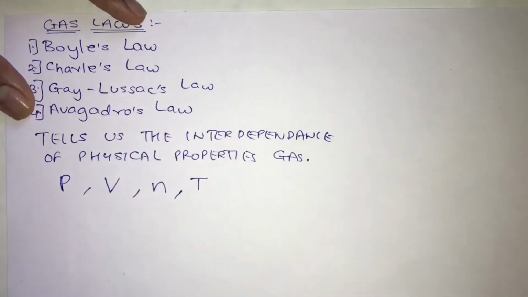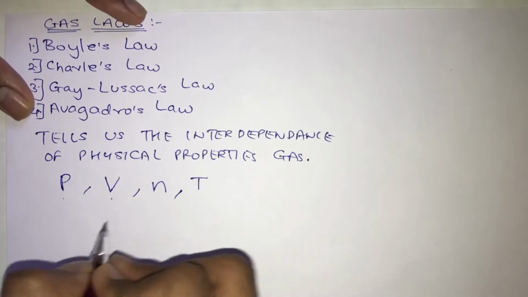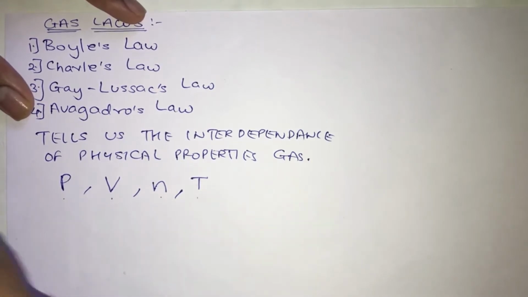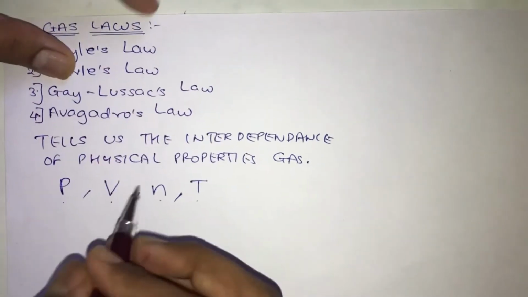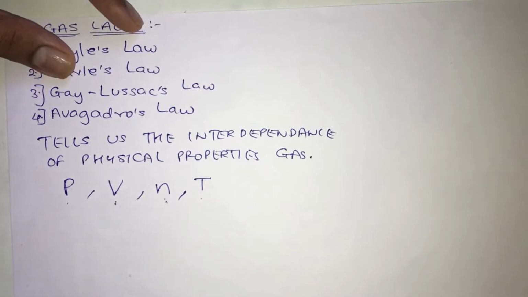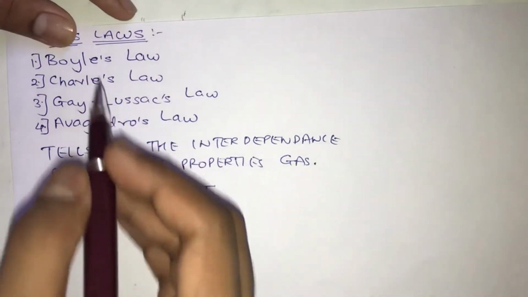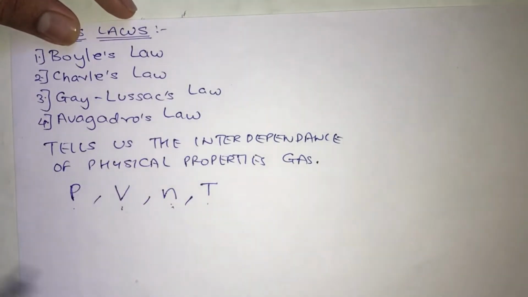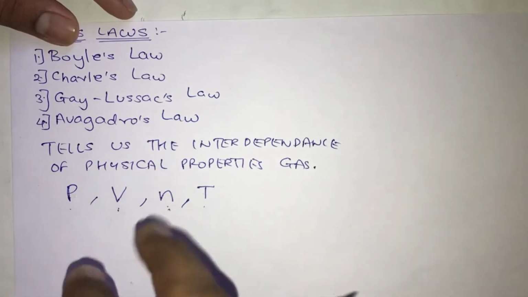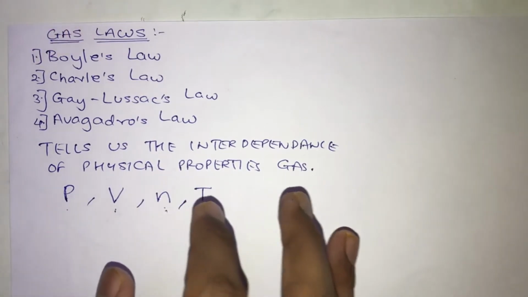In simple words, if I say I will keep pressure and volume constant, we will find out the relation between number of moles and temperature. And in another law, I will keep volume and number of moles constant, and I will find out the relation between pressure and temperature. So basically in all the laws, we are going to do the same thing. We are going to fix two physical properties, and we are going to find out the relation between the remaining two properties. So I hope guys this is clear for you.